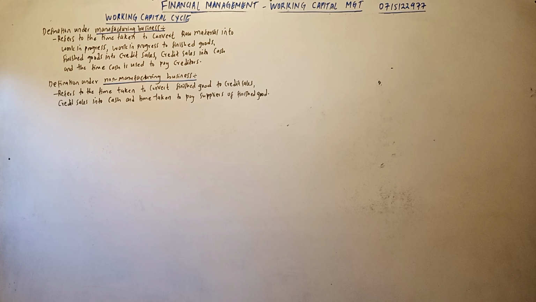For number two, we have the non-manufacturing business cycle. It refers to the time taken to convert the finished goods into credit sales, then credit sales into cash, then the time taken to pay the suppliers of those finished goods. Remember, the reason why is because we purchased maybe on credit from the suppliers. So we have those two definitions.